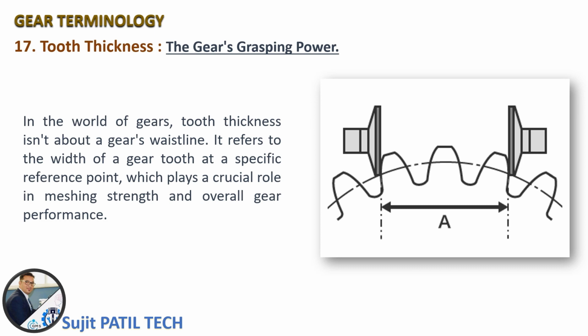17. Tooth thickness. The gear's grasping power. In the world of gears, tooth thickness isn't about a gear's waistline. It refers to the width of a gear tooth at a specific reference point, which plays a crucial role in meshing strength and overall gear performance.